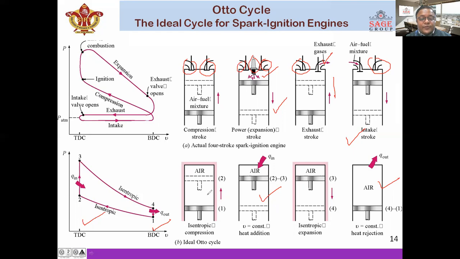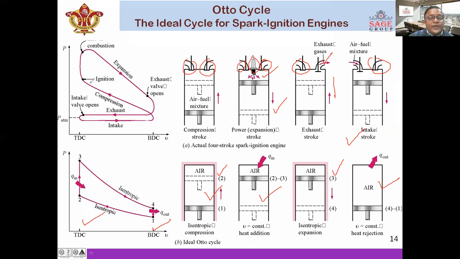And the isentropic compression, where the compression is done, is called the 1 to 2 process, where the piston is moving from the BDC to TDC. In the isentropic expansion the piston is moving from 3 to 4. After the sparking, where the combustion is taking place, the force of the gases pushes the piston from the TDC condition to the BDC condition.